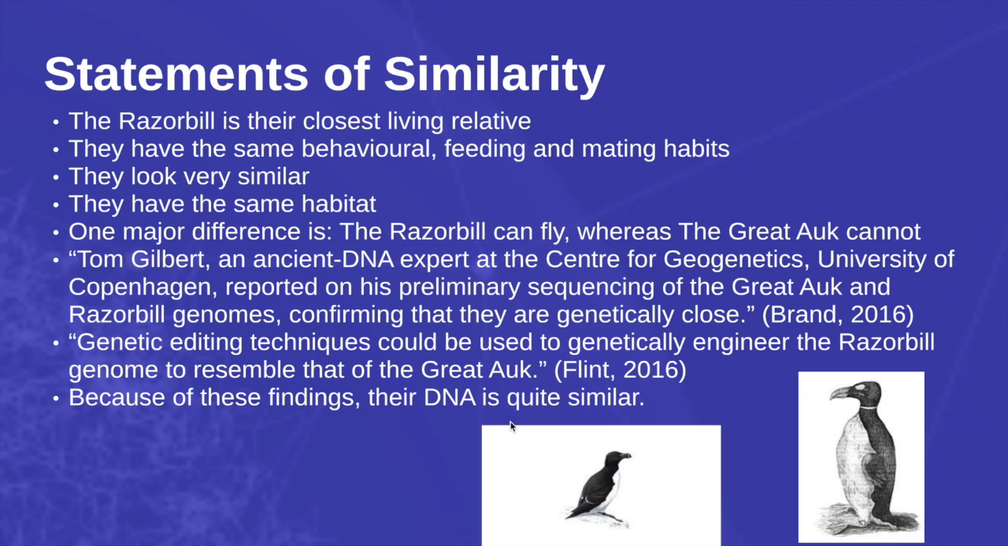Then I made some statements of similarity. So, of course, we know that the razorbill is their closest living relative. They have the same behavioral, feeding, and mating habits. They look very similar as well. They have the same habitat, but one major difference is that the razorbill can fly, whereas the great auk cannot.